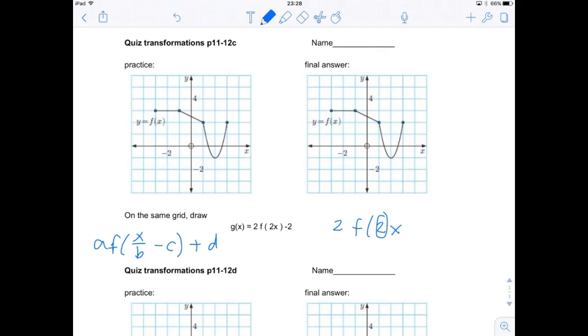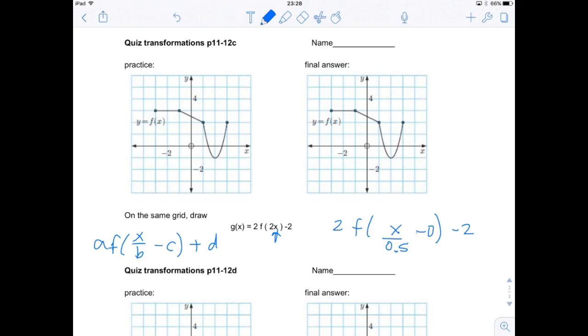Okay, and so the 2 needs to be in the denominator. So instead of 2, I'm going to put 1/2 on the bottom, which you could also think of as 0.5. Maybe that's easier for you to do. So instead of 2 on top, I'm going to put 0.5 on the bottom. Then you notice that there is no c value there. And then the d value is minus 2.